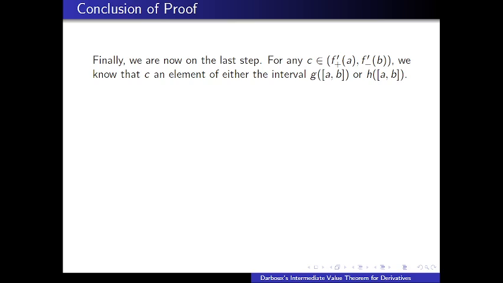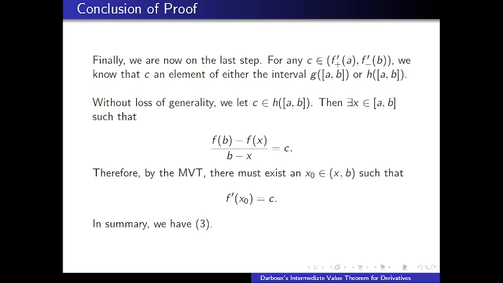Now stay with me, we're almost done. Without loss of generality, we let c be in h([a, b]). So since x is clearly not b because c is in between h(a) and h(b), then we know for a fact that c equals (f(b) minus f(x)) over (b minus x). And thus, by MVT, there must exist an x0 in the closed interval [x, b] such that f'(x0) equals c.